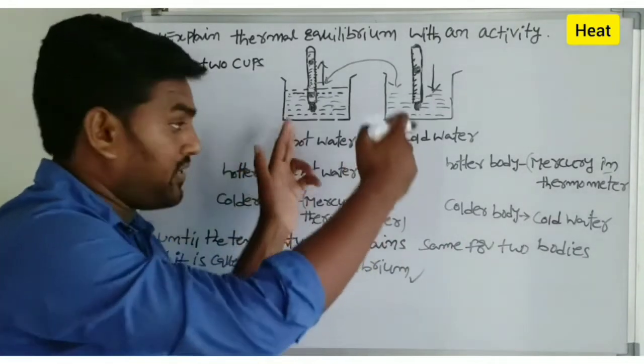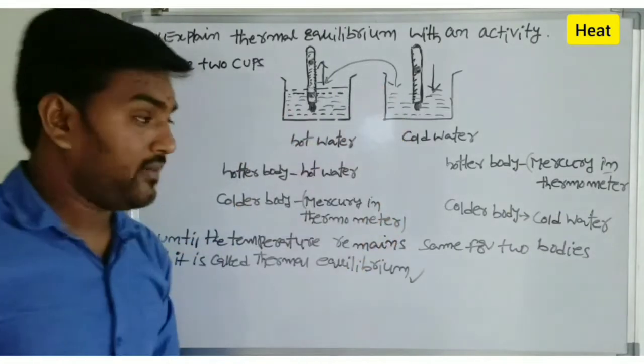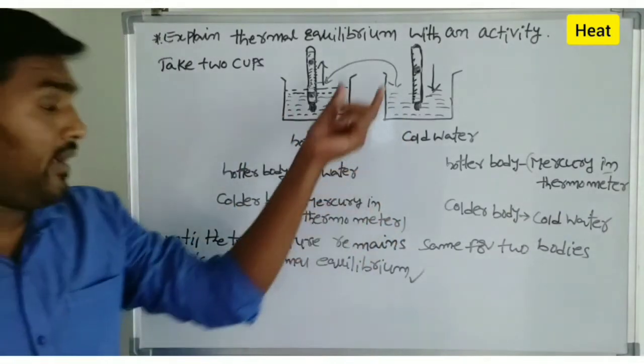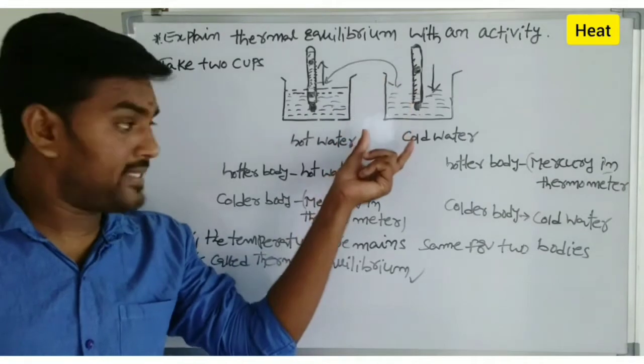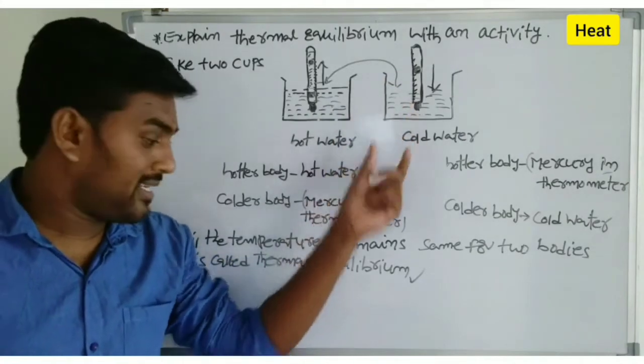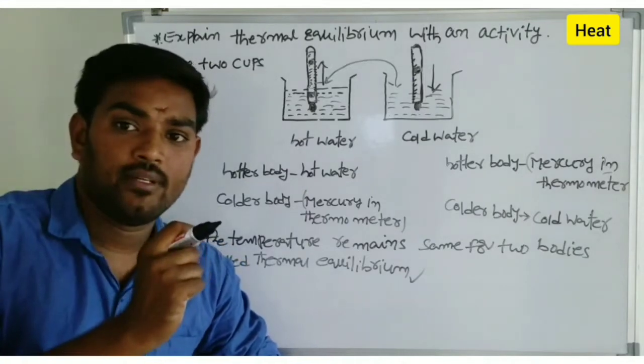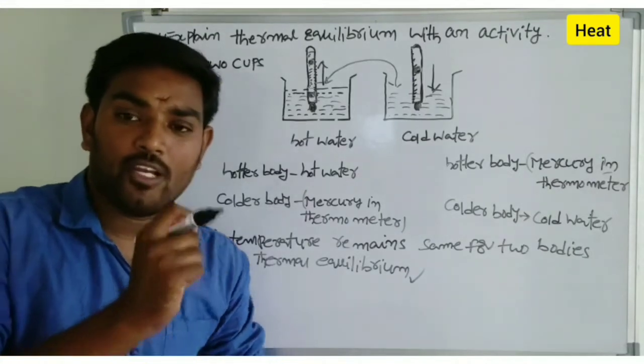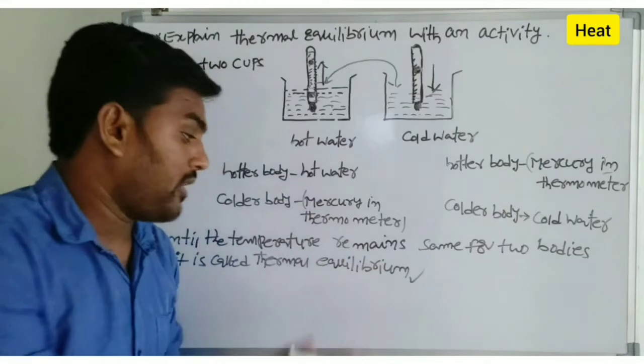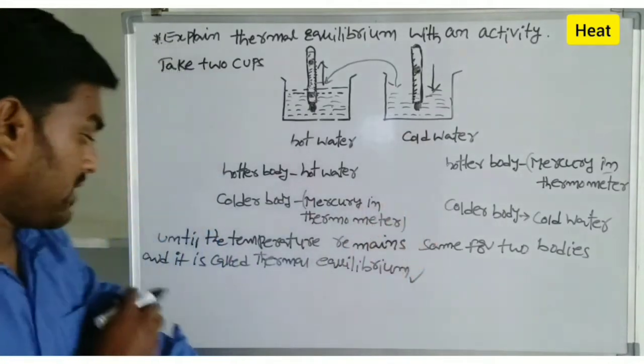In the above observation, in the above cases, the steadiness of the mercury column shows that thermal equilibrium is achieved. Thermal equilibrium is achieved. Once again, I will repeat.